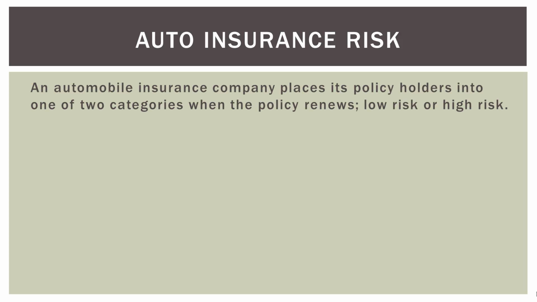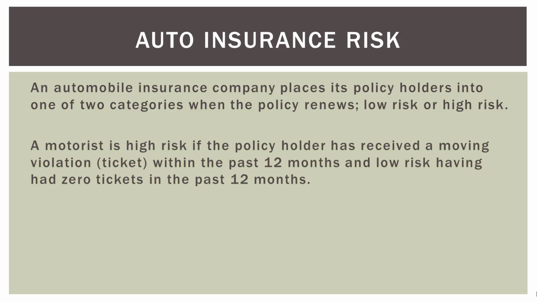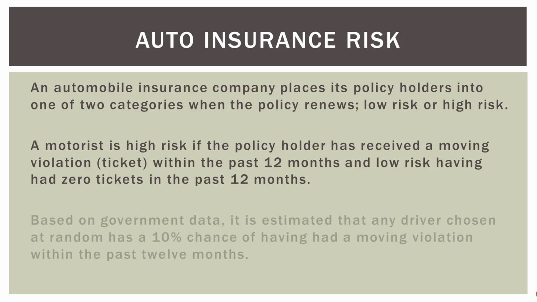This is the same problem from the last video. I'm going to go through it very quickly. An automobile insurance company places its policyholders into one of two categories when the policy renews, and when they sign up for that matter: low risk or high risk. A motorist is high risk if that policyholder has received a ticket within the past 12 months. If they have not, then they are considered low risk. So a ticket in the past year is high risk, no ticket in the past year is low risk.